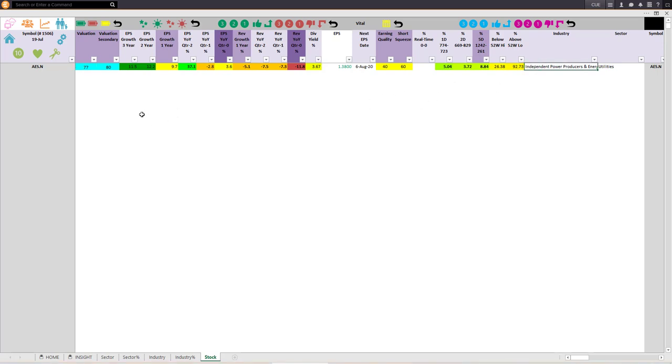Only one stock is appearing here. However, I could do a complete peer analysis. I can keep my cursor anywhere on the stock row and click this orange color Q Vital Fundamental and Peer Analysis link.